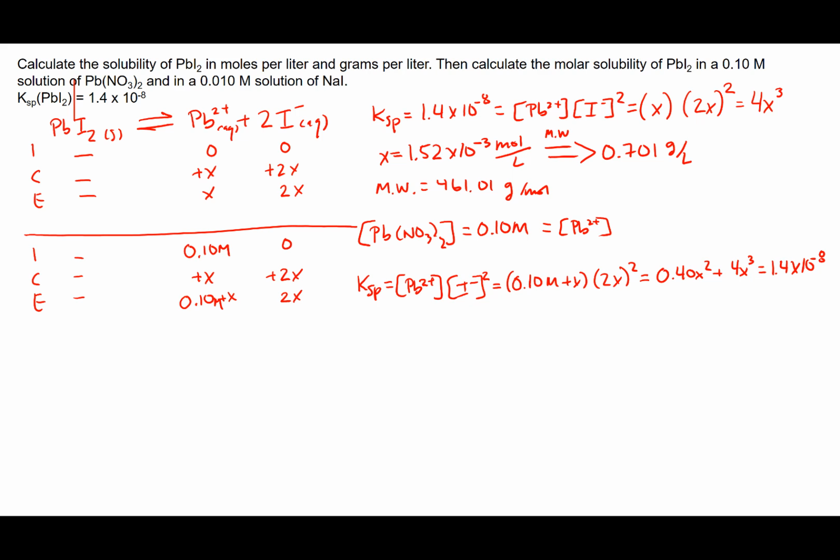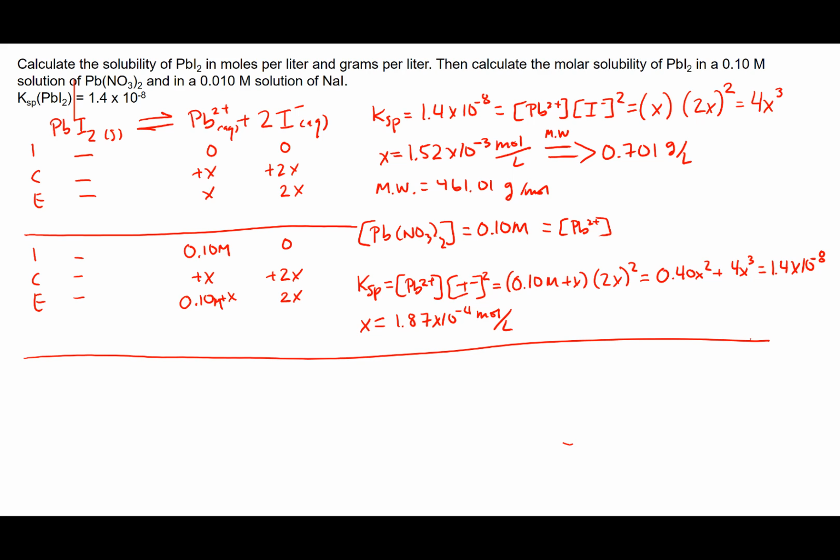And now we can simply solve that for x using algebra again. We do that, and what we get is that the molar solubility is 1.87 times 10 to the negative 4 moles per liter. Comparing that to what we had for the lead iodide on its own, we can see that we've gone about an order of magnitude lower in solubility by just having already a solution of 0.1 molarity lead 2 plus present.